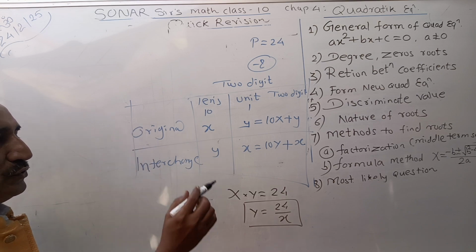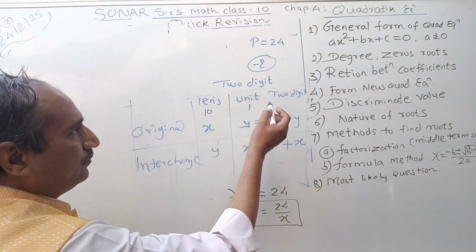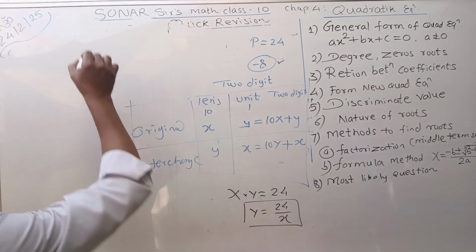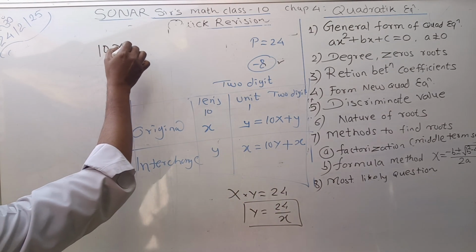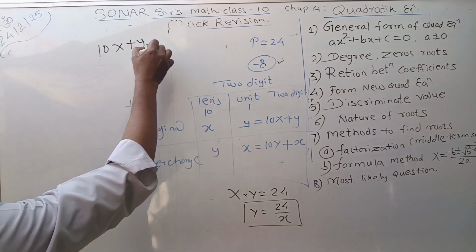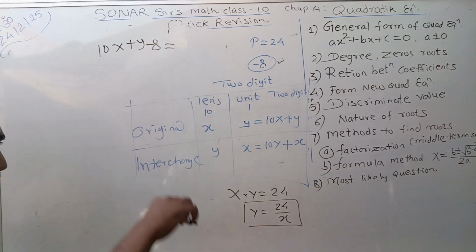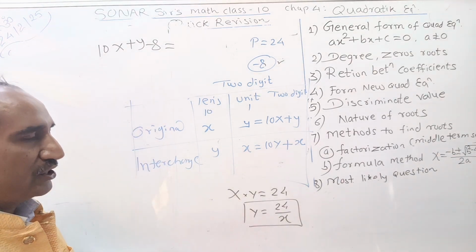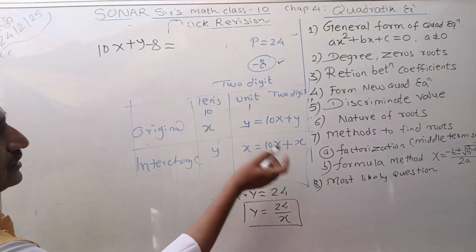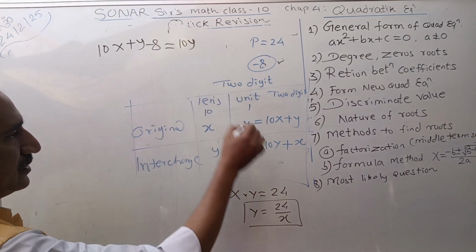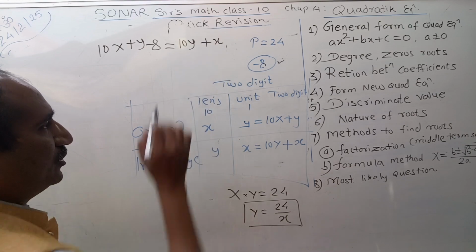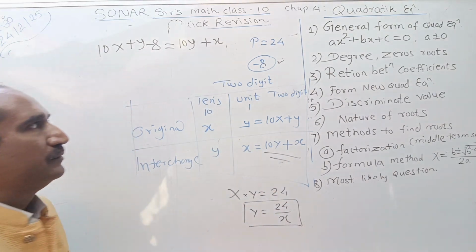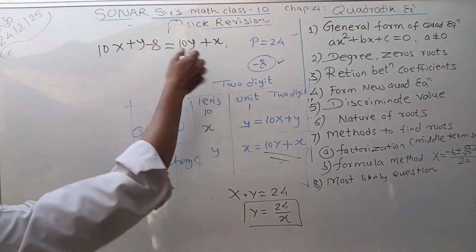Now we'll make use of the second condition. If 8 is subtracted from the number, that is 10x plus y, then he said that the digits interchange their places. Digits interchange their places means 10y plus x, the new interchanged number, will appear, meaning it is equal. So we'll solve this too.